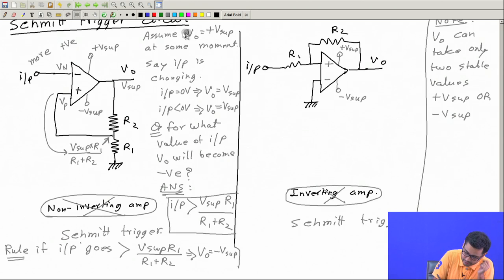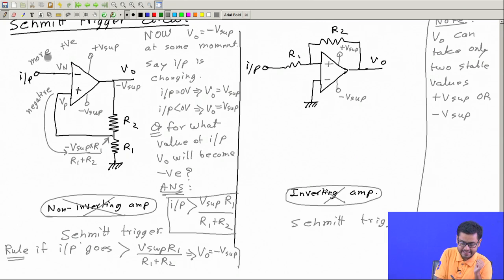Now output is negative at this. So, let us see what will happen after this. Now the output is negative, and the input has gone above this value. So if this is minus V supply, then this will also be minus V supply R1 by R1 plus R2, by the potential divider rule, and the same value comes here. So this is now negative. At this moment this is negative and the input is positive.